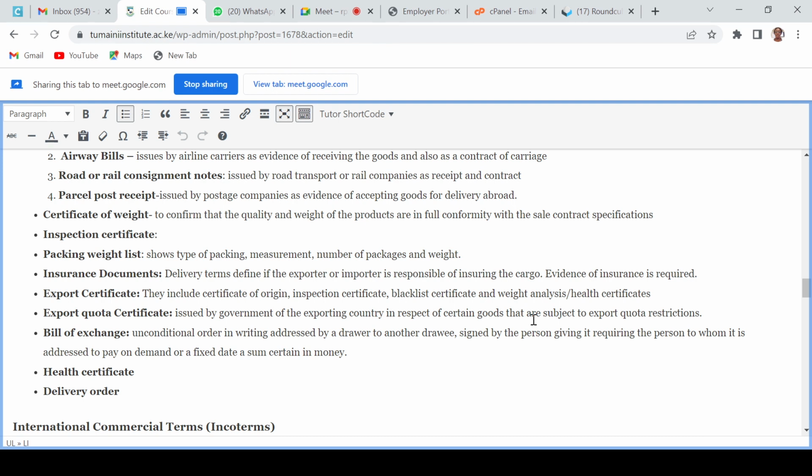Export certificate. That is, you are talking about certificate of origin, inspection certificate, blacklist certificate, weight analysis, so export certificates. So you can have them, they can list all of them or they can combine all of them. Then there is export quota certificate.